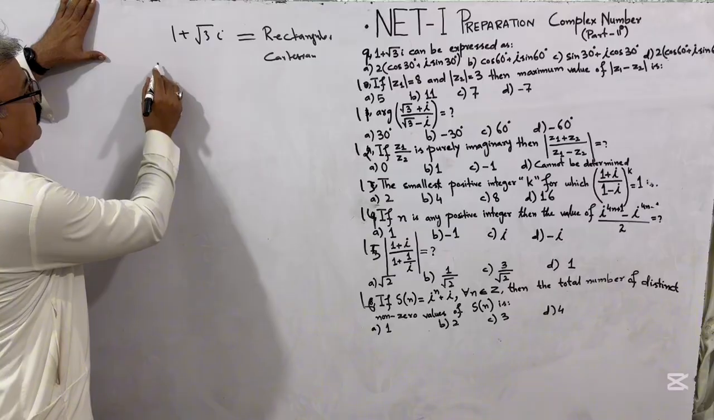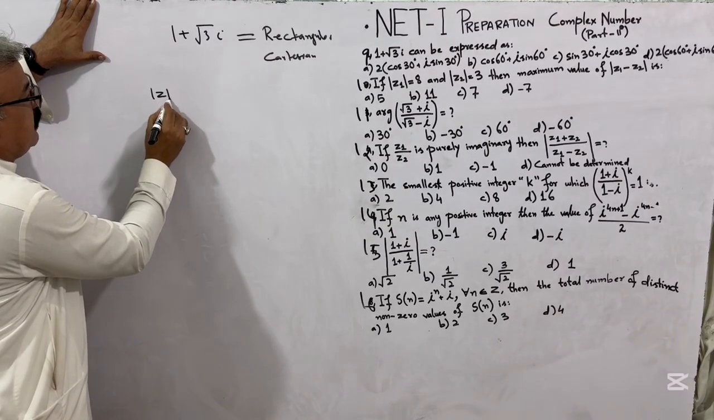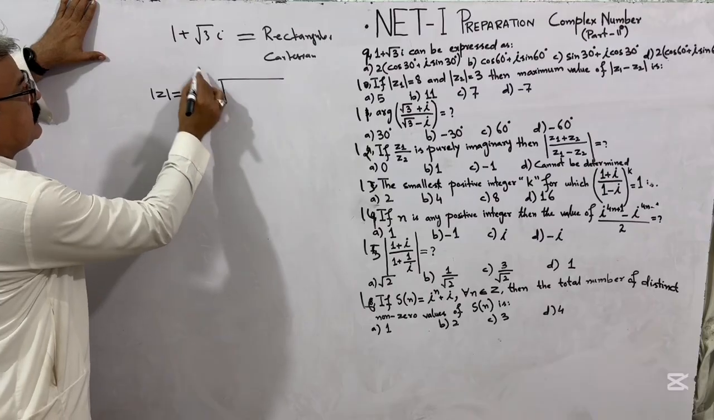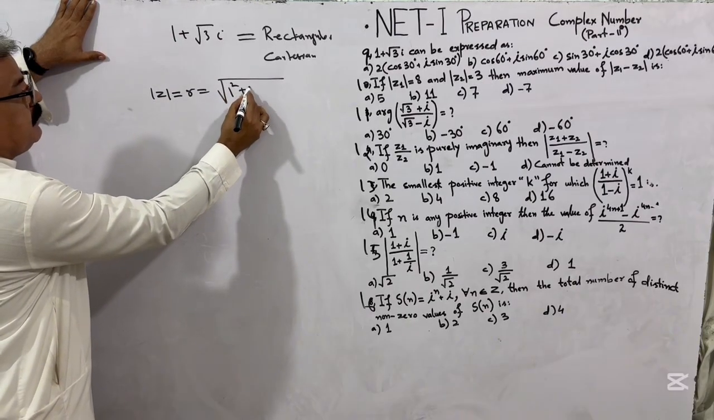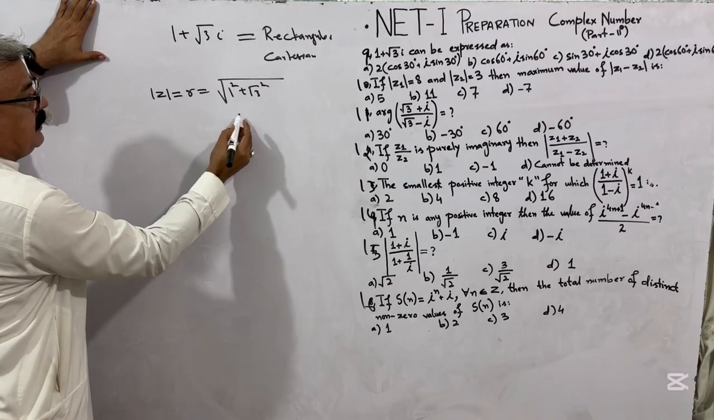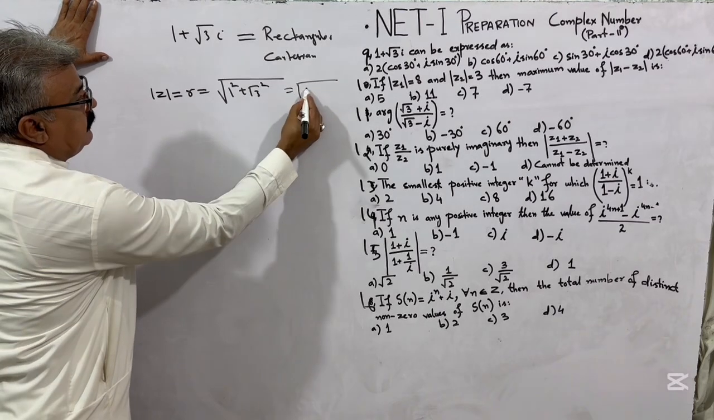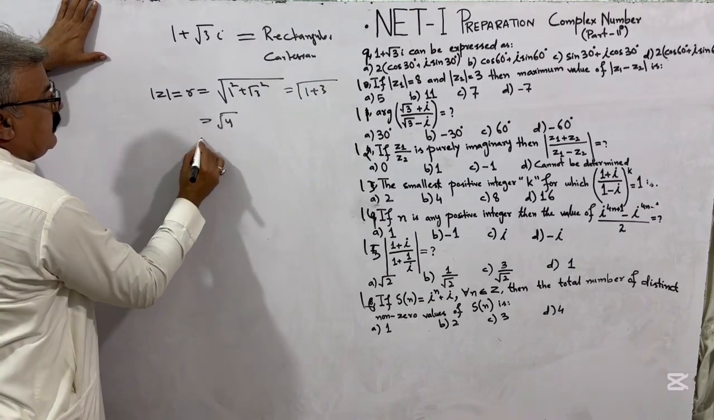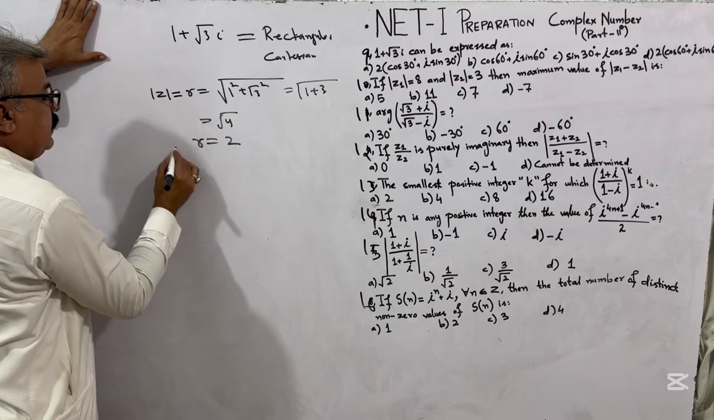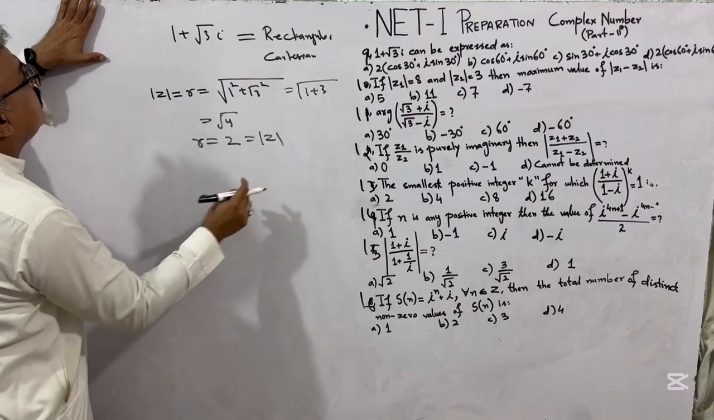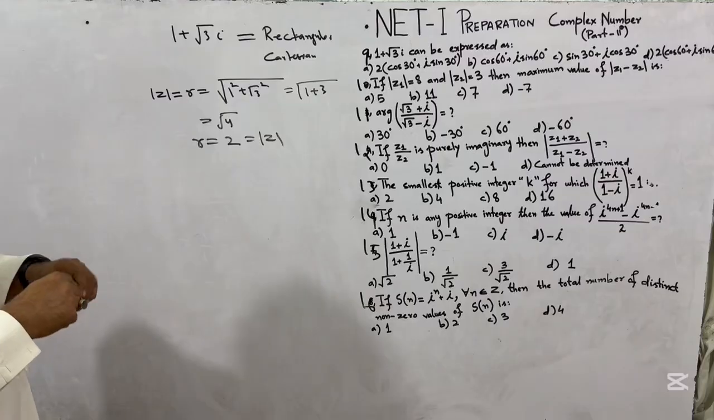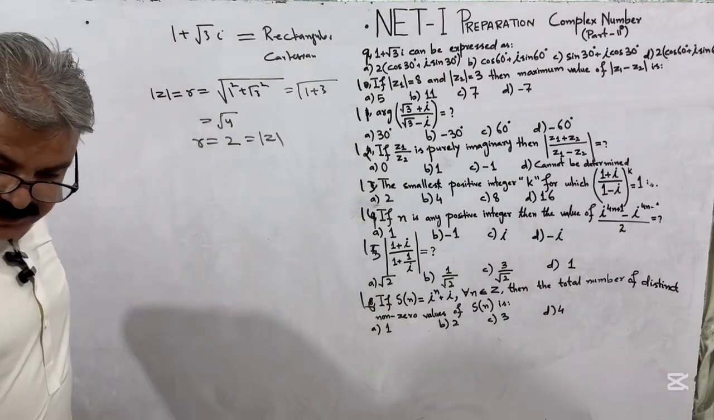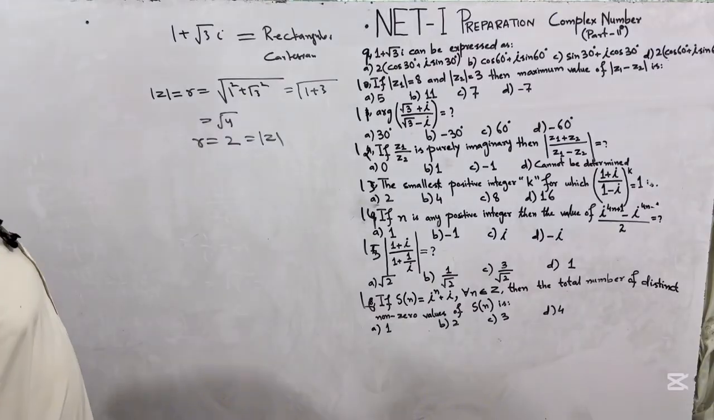First of all, we are interested in the mod of the given complex number. Its modulus is given by the square root of 1 square plus root 3 square. It will become 1 plus 3, that's 4, means R is 2. R or mod z is equal to 2.